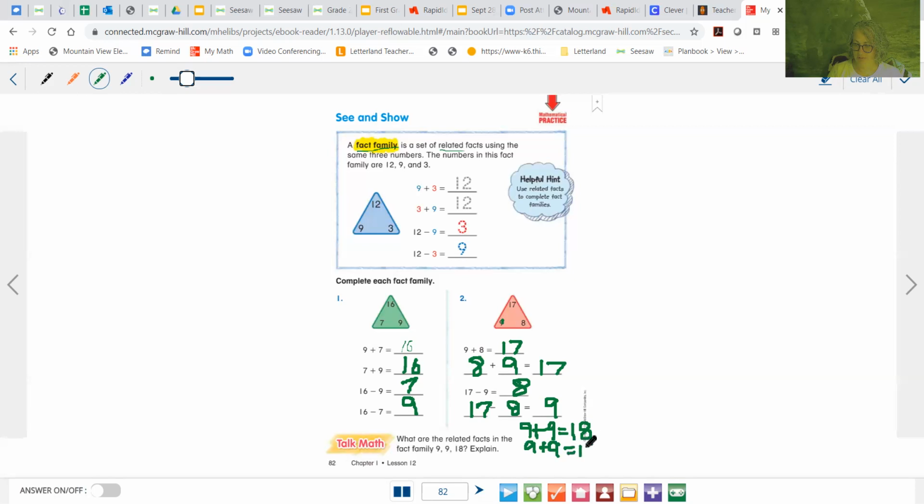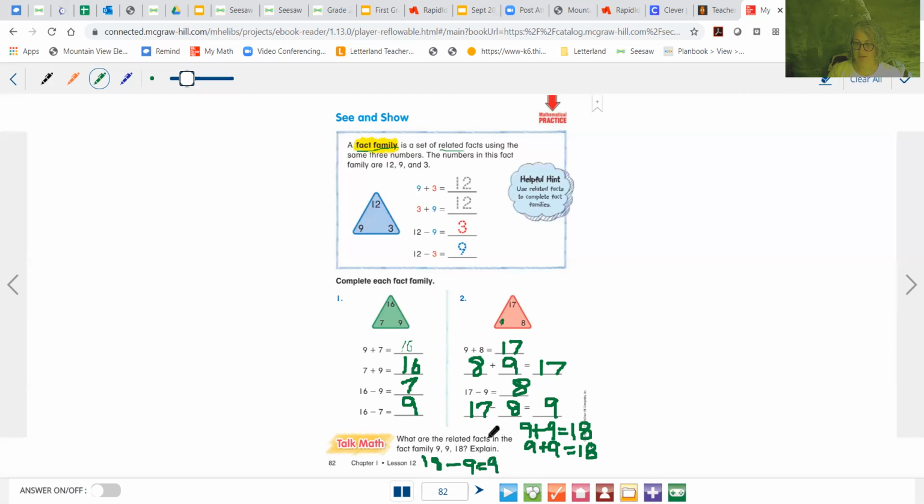Because you're supposed to have 2 addition and 2 subtraction facts. So now I'm going to come down here and do the subtraction. With subtraction, I always start with the largest number. So of these three, which one's the largest? It's 18. So I'll do 18 minus, and then I'm going to do that first 9, and that equals 2, and second 9.